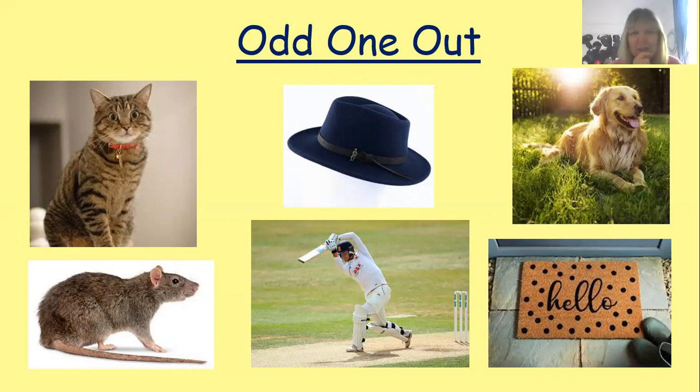Did you come to the conclusion that the dog is an odd one out? Because I did. We've got a cat, a hat, a rat, a man with a bat, and a doormat. I think all those rhyme. But dog doesn't rhyme with mat or cat or hat. So the dog could be the odd one out. But there might be other things that you could choose. The hat, that's the only blue object in that collection of pictures. So the hat, the blue hat could be the odd one out.